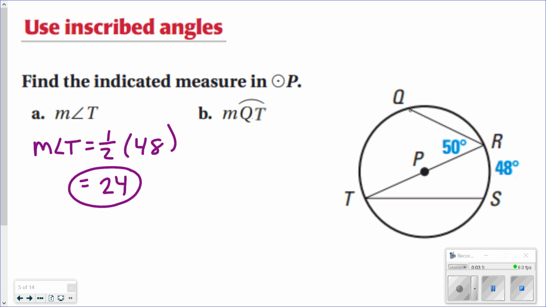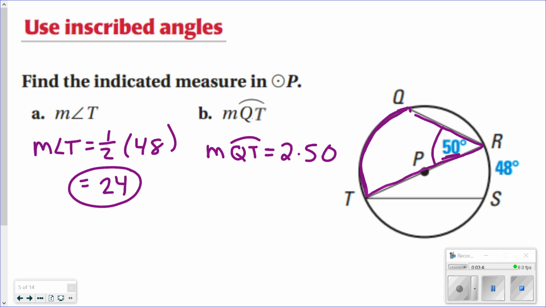Now let's look at the measure of arc QT. So if I look at this arc, I notice that my inscribed angle is right here, and the measure of that inscribed angle is 50. So once again, the theorem states that the arc measure is double the inscribed angle. So all I'm going to do to find the measure of arc QT is multiply 2 by my inscribed angle, which in this case is 50, and that gives me 100. So my arc measure here is 100 degrees.